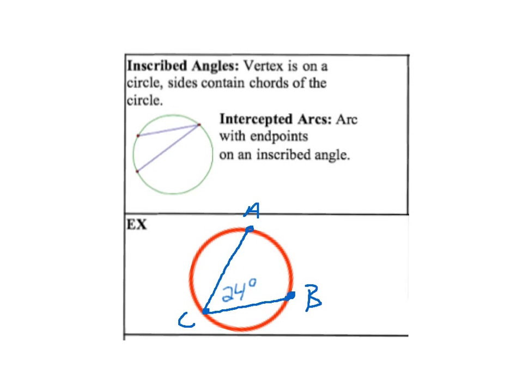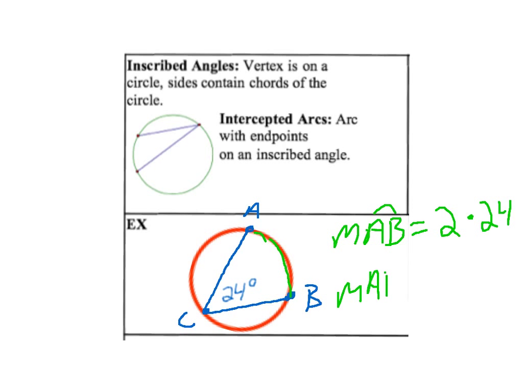So if I want to find the measure of arc AB, so from A to B, find that measure, that equals twice 24, 2 times 24. So the measure of AB equals 48. 48 degrees. So the measure of arc AB equals 48 degrees.